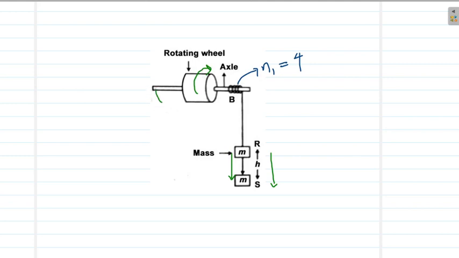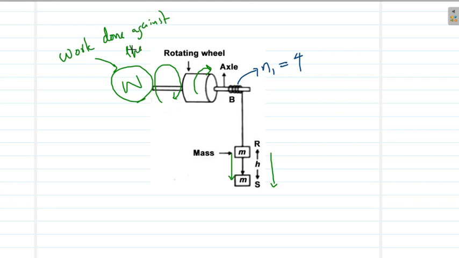Suppose for each rotation that this flywheel makes, W is the frictional force that it faces. Not the frictional force, W is the energy that is lost due to the friction. Or we could say W is the work done against the friction per rotation.